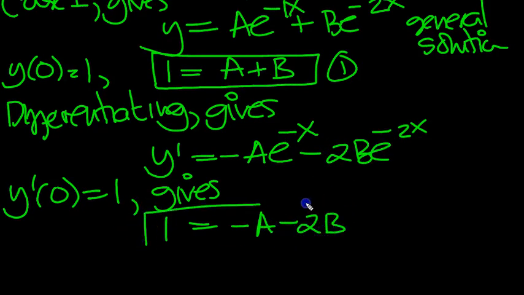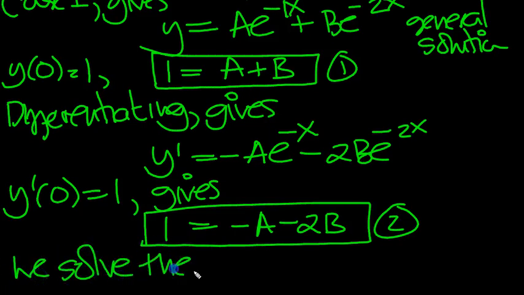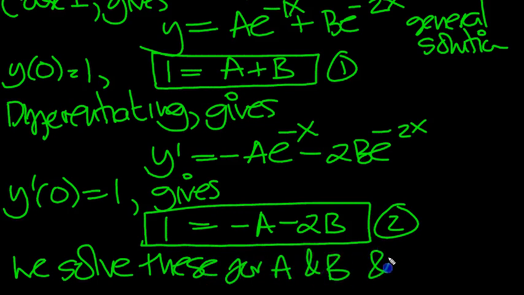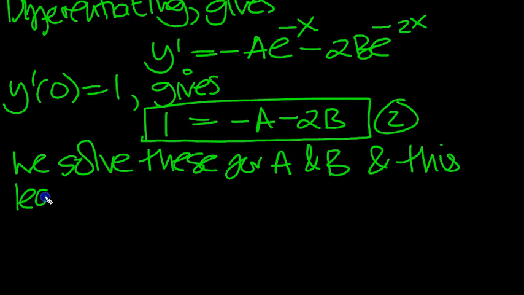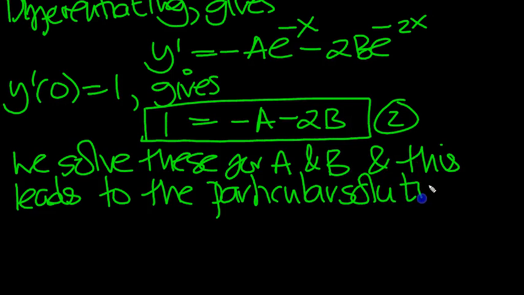So you can see there, when you can start moving things around, of course, but we've got two simultaneous equations in a and b. And so then we solve these for a and b, and this gives rise to what we term the particular solution. So there we are. That's the process which we're going through in this section. So all the best with it, and I'll catch you in the next section.